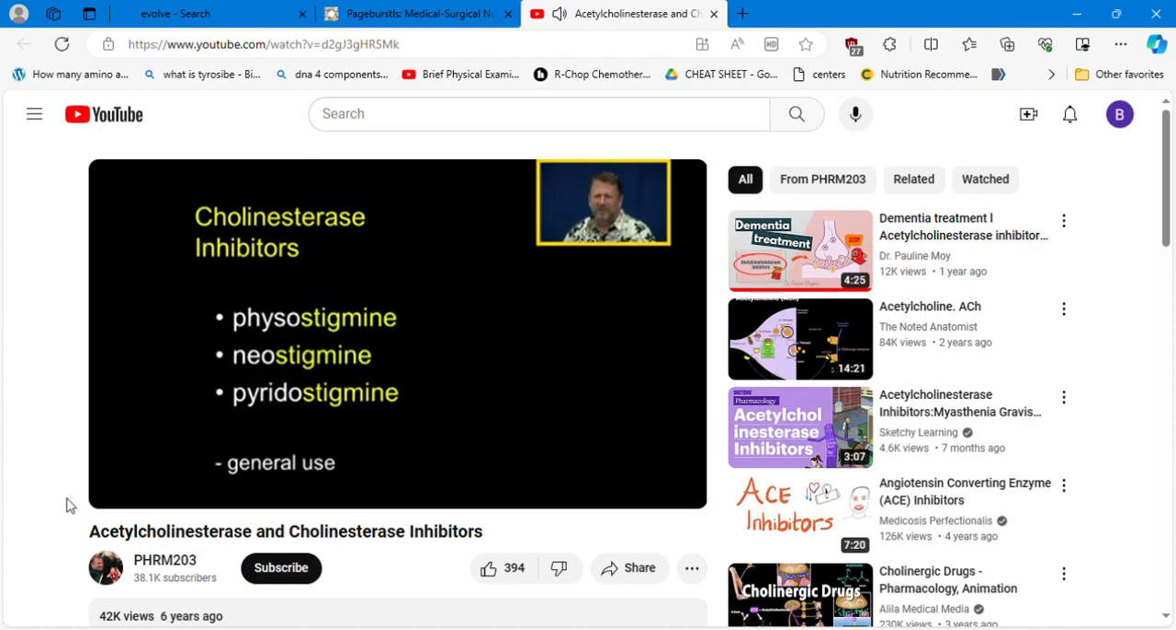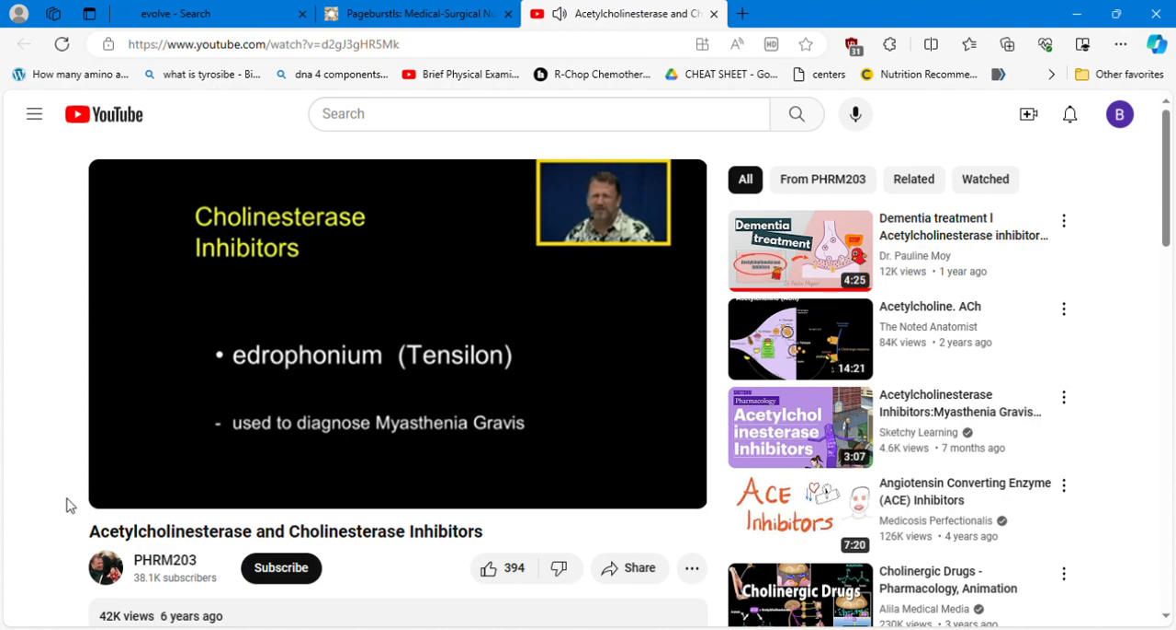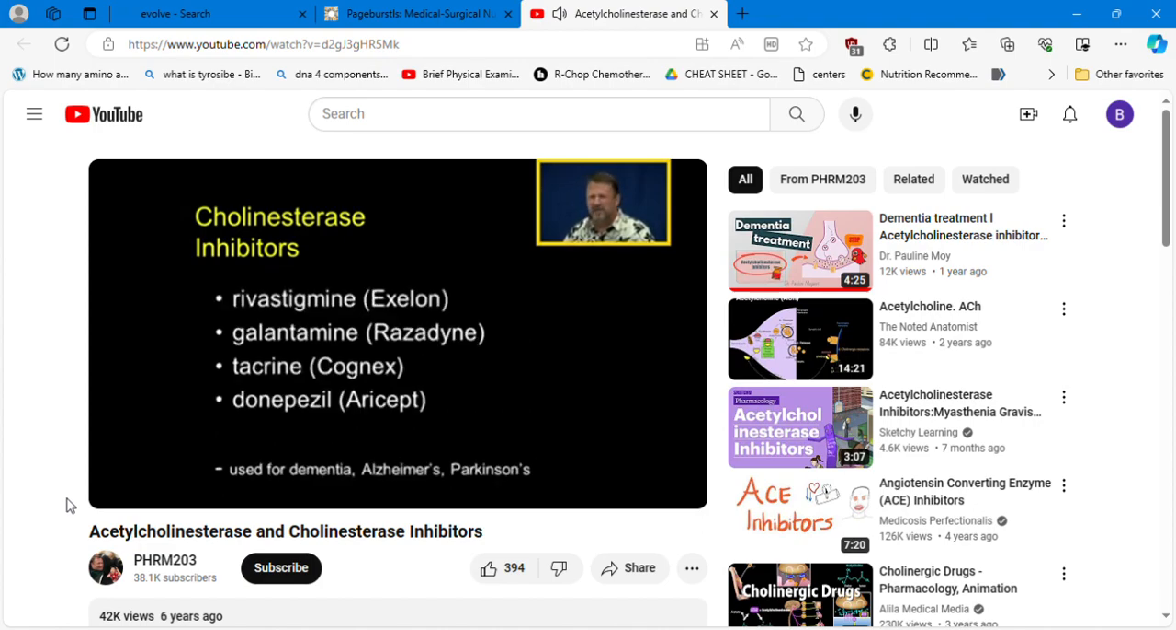Cholinesterase inhibitors typically end in the word stigmine, so physostigmine, neostigmine, pyridostigmine. These are cholinesterase inhibitors, and they have all sorts of interesting uses as cholinomimetics. Edrophonium is Tensilon. It's used in the diagnosis of myasthenia gravis. It's a cholinesterase inhibitor, a cholinomimetic drug. Rivastigmine, Exelon, galantamine, Razadyne, tacrine, Cognex, donepezil, Aricept. These are all used in the treatment of either Alzheimer's or Parkinson's disease, more commonly Alzheimer's disease. And again, these are cholinesterase inhibitors that we'll talk about during central nervous system pharmacology.